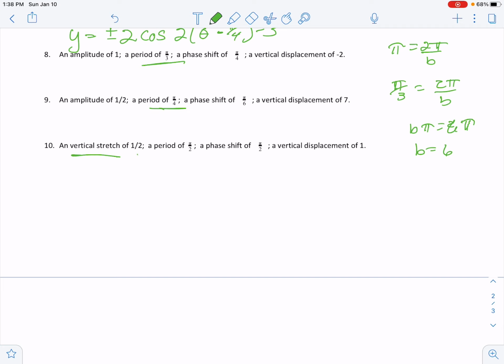A vertical stretch, so you know it's not a sine or a cosine. So let's make it a tangent. It didn't say anything about flipping over, so it's positive. A period of pi over 2. So remember that this is the new one. The old one was pi, so that's a 2. Theta minus pi over 2. Vertical displacement of 1. And that's all there is to the lesson, and that's all there is to your homework.